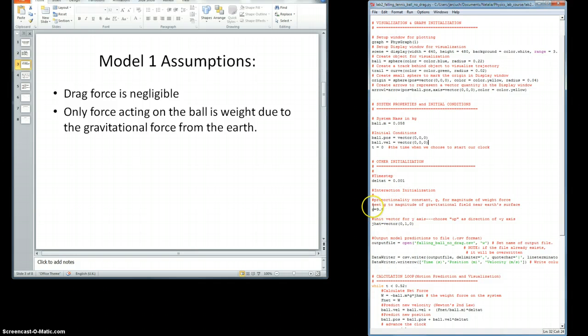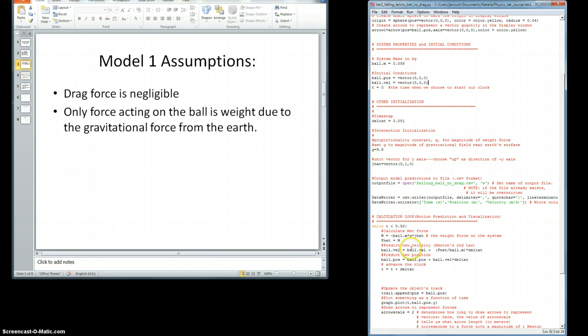I specified the constant g to describe the magnitude of the weight force and the axis unit vector j hat to specify the direction of the weight force. Newton's second law is used here repeatedly in this loop to predict the ball's velocity and position as time advances.